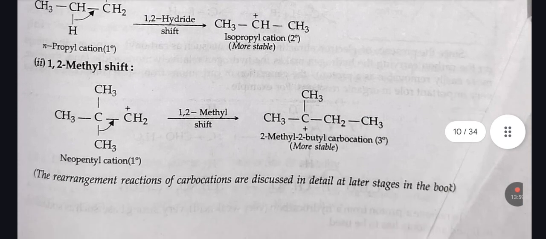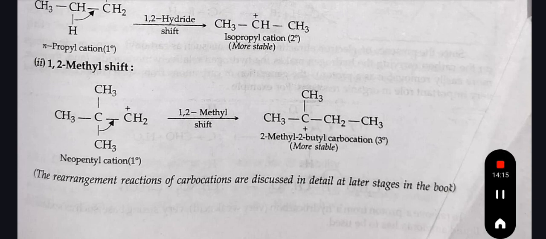1-2 methyl shift, second example. Neopentyl carbocation, primary, on reaction by 1-2 methyl shift will give rise to 2-methyl 2-butyl carbocation, tertiary, which is more stable. The rearrangement reactions of carbocations are discussed in detail at later stages.